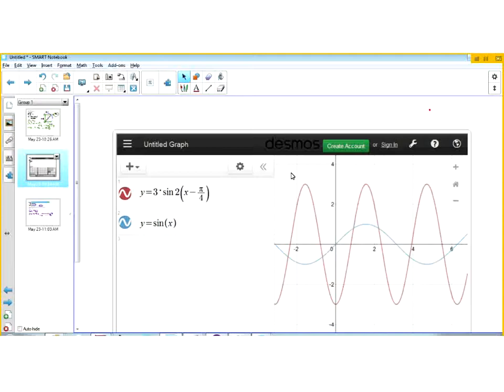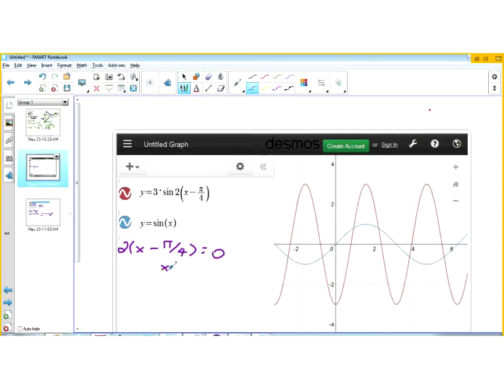So the start of the period, let's talk about the red curve. We want to know what the start of the period is. The way you would determine where it starts is, we know that the sine function's period starts at 0. So the start of the period for the red curve would be found by setting 2 times x minus pi over 4 equal to 0, and solving for x.